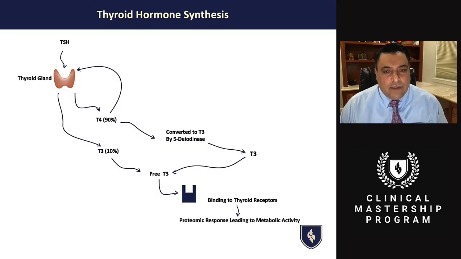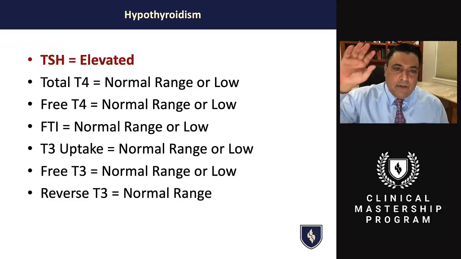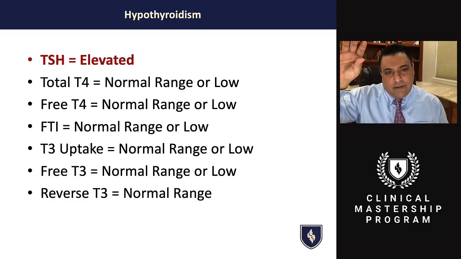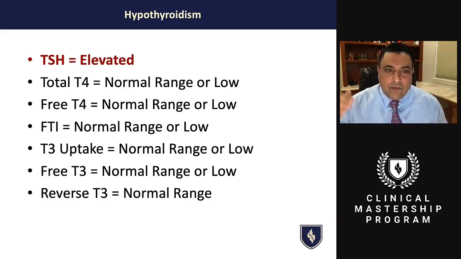So let's go through the main types of diagnosis, and I'll put up the thyroid panel. You'll see on these slides that some of these markers I highlighted in red, because red is the absolute critical marker to diagnose that stage.